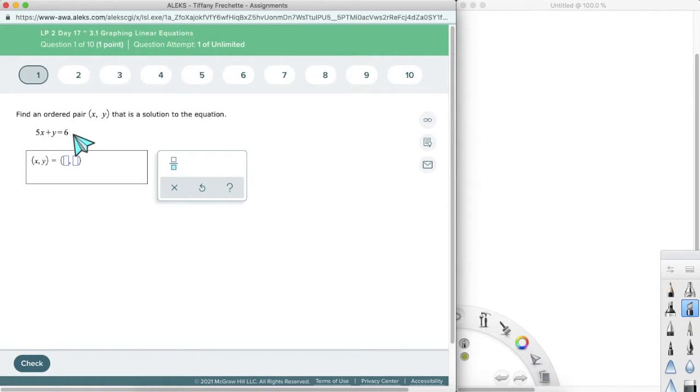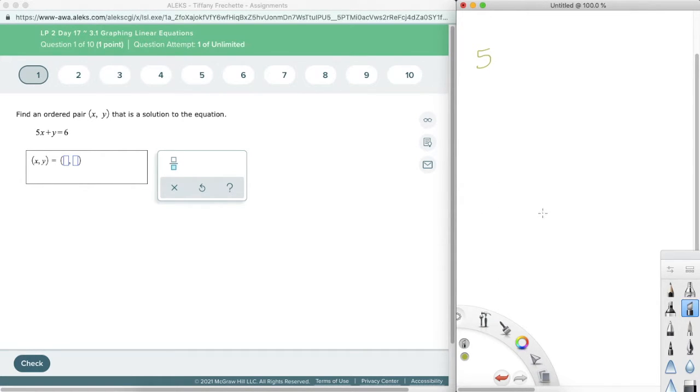There are infinitely many answers to this question because I can plug in any number I would like for either x or y to solve for the other variable. So the easiest one by far that I would always suggest you do is plug in 0. And you're only going to plug it in for one of your variables here. So 5x plus y equals 6. So instead of x, I'm going to plug in 0.